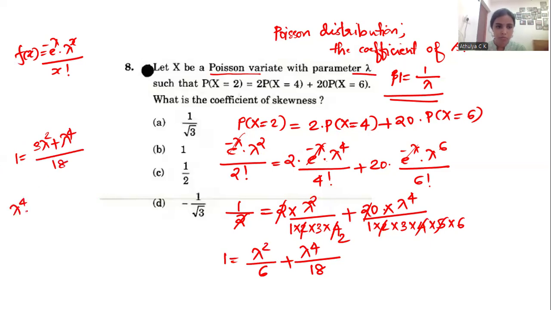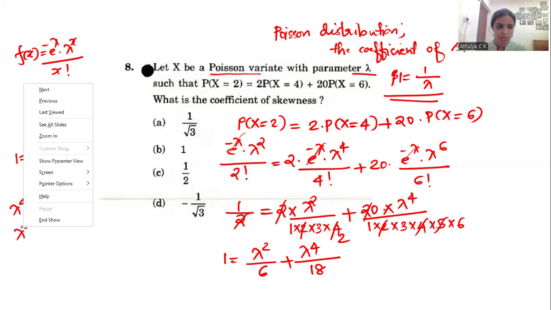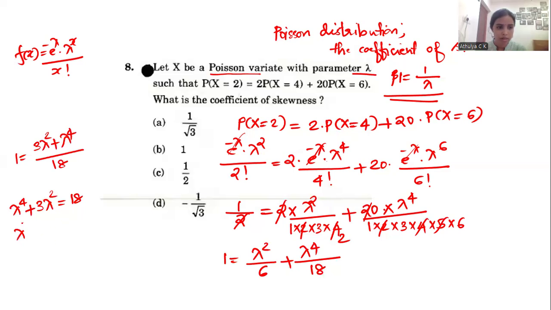So lambda raised to 4 plus 3 lambda square is equal to 18. Sorry, lambda raised to 4 plus 3 lambda square minus 18 is equal to 0. See, this now becomes the form of a quadratic equation. So we can solve. We know how to solve a quadratic equation. So we can write it as lambda square whole square plus 3 lambda square minus 18 is equal to 0.